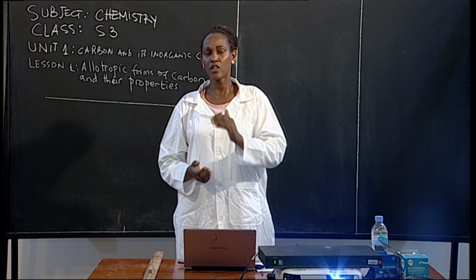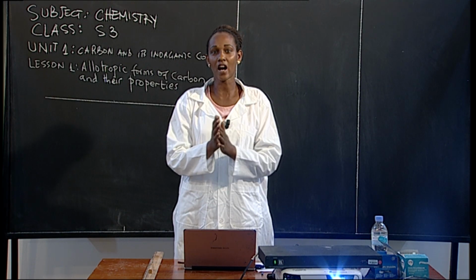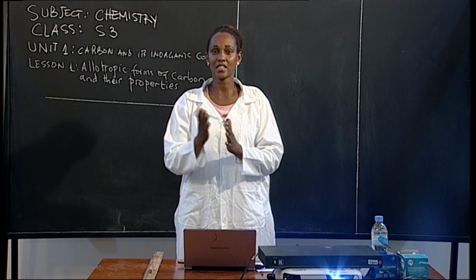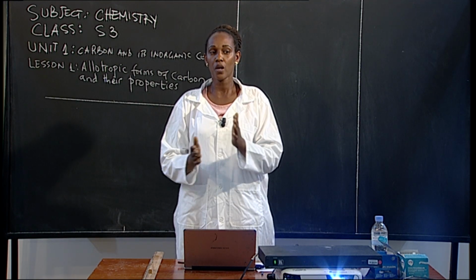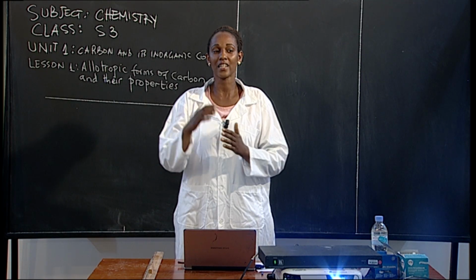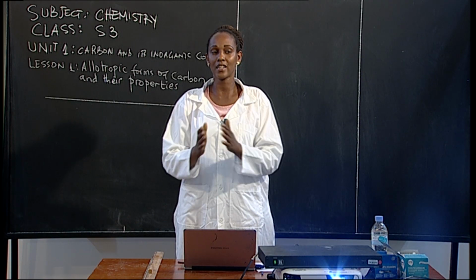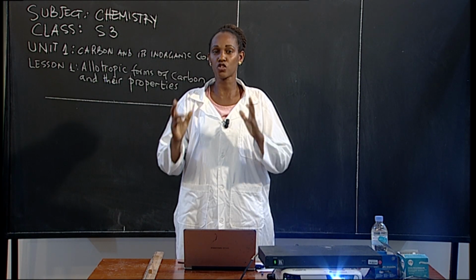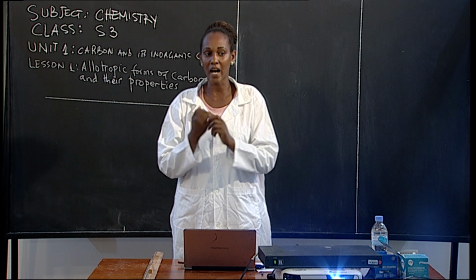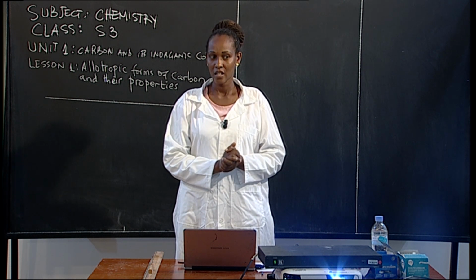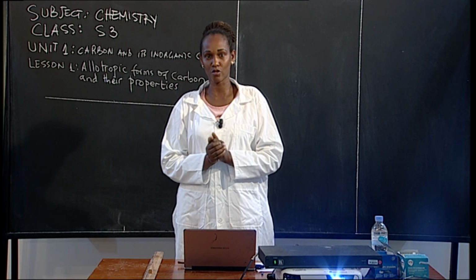At the end of the lesson, the objective we have for today is that every learner, by the time we finish this lesson, will be able to name the allotropic forms of carbon and relate their properties to their uses. All right? Get that? So that is the objective of the lesson today.